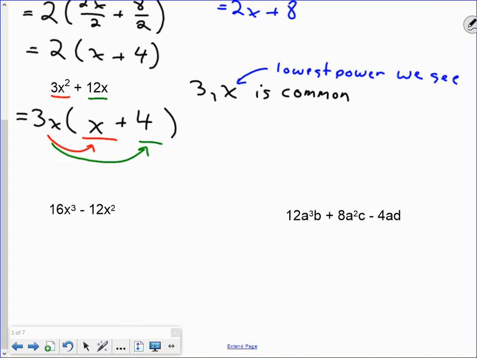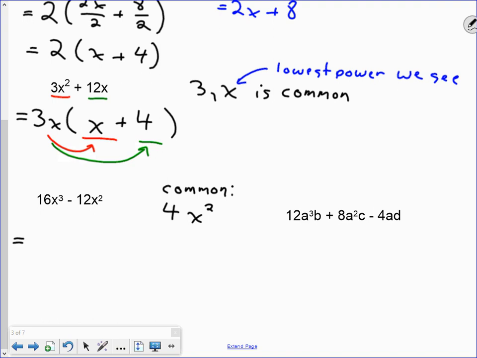Our next one here, 16x cubed minus 12x squared. Okay, let's start by thinking about what is common between these two terms. All right, let's look at the numbers first. Is there a number that divides evenly into both 16 and 12? Yes, there is. That number is 4. We've got an x cubed and an x squared, so we have x's that are common to both of the terms. We're going to take the lowest power out of those common powers. So the lowest power is going to be x squared.